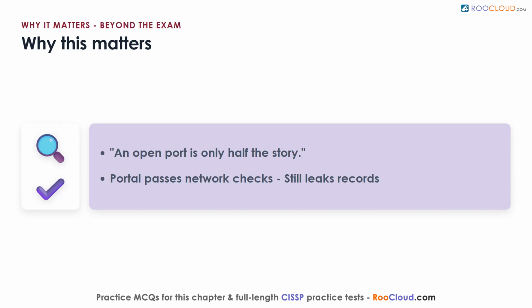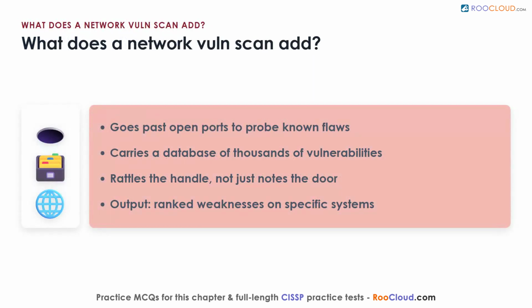breached. So what does a network vulnerability scan add? It goes past finding open ports and starts probing for known flaws. These tools carry a database of thousands of documented vulnerabilities, along with tests to check whether a system suffers from each one. Instead of just noting that a door exists, the scanner rattles the handle to see if it gives. The result is a ranked list of specific weaknesses on specific systems. Think of an inspector who does not just count the windows, but tests whether each latch actually holds.